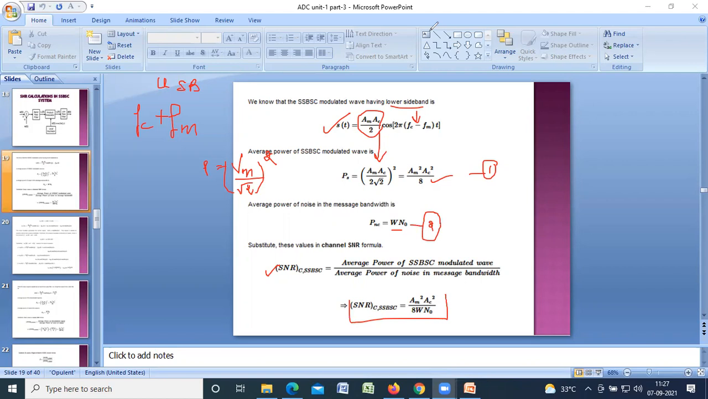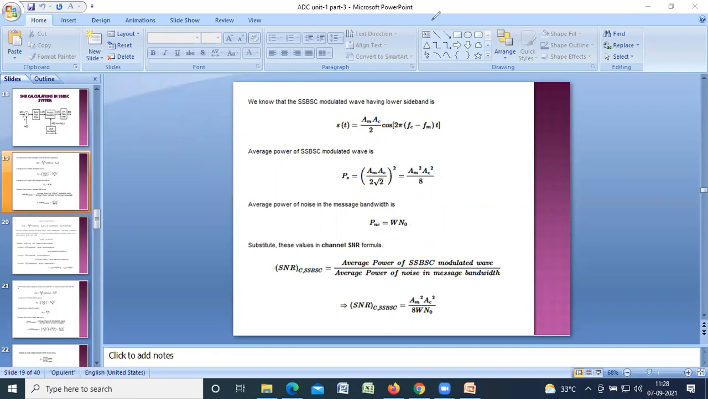If we assume upper sideband, then what is the average power of the single sideband suppressed carrier wave? Is it same or different? Same. Why? Because amplitude remains same for upper sideband. Just the difference is here: you have to write FC plus FM for upper sideband. That is the change. So we have found the signal to noise ratio of the channel, now we will check the output.